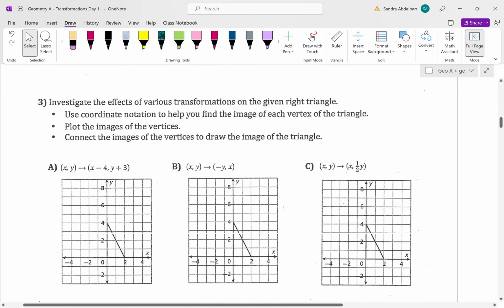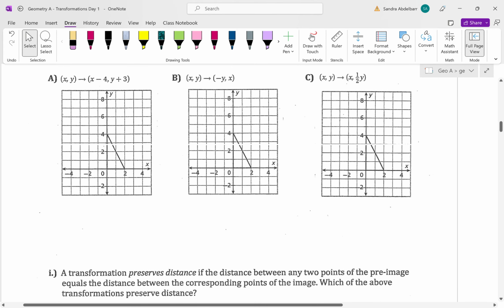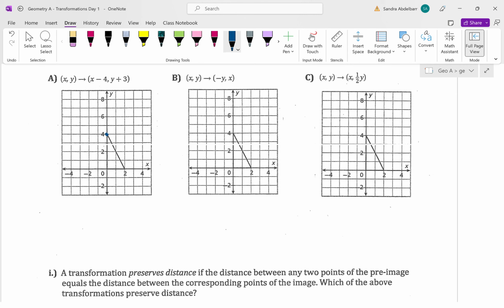Okay. So now let's perform a bunch of these transformations. For the first one, it's a nice easy shift. I'm just going to highlight our coordinates of these triangles. I have the point 0, 4. I have the point 2, 0, and the other last point is 0, 0.